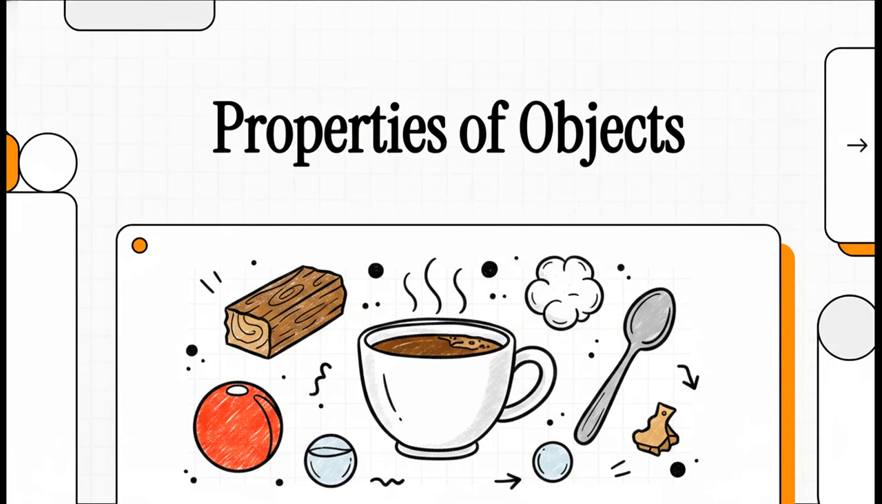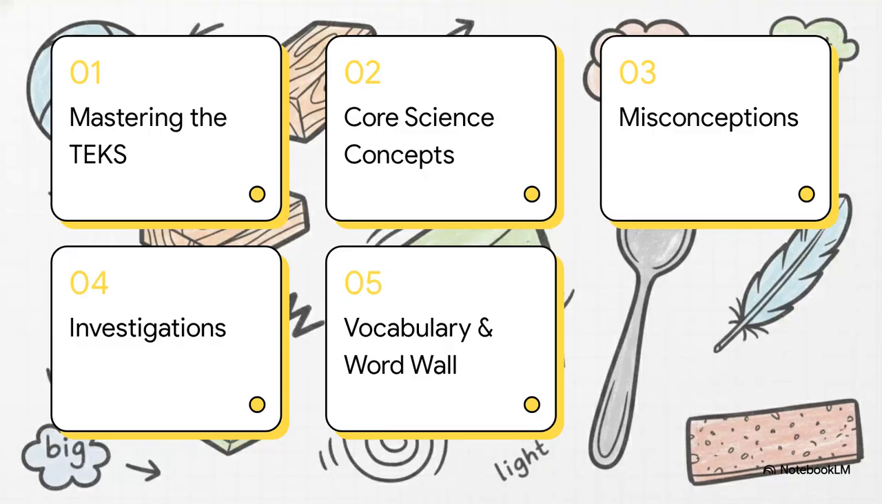Hello, everyone, and welcome. Think of this explainer as us just sitting down with a warm cup of coffee to plan out your week. I am so excited to walk you through our roadmap for Round Rock ISD's Kindergarten Science Unit 2, Properties of Objects. If you're getting ready to teach this unit, well, you are in exactly the right place. Okay, let's dive into this.